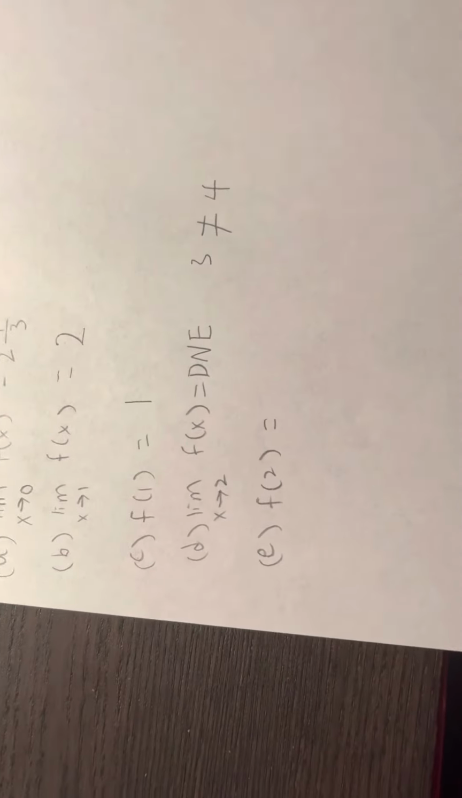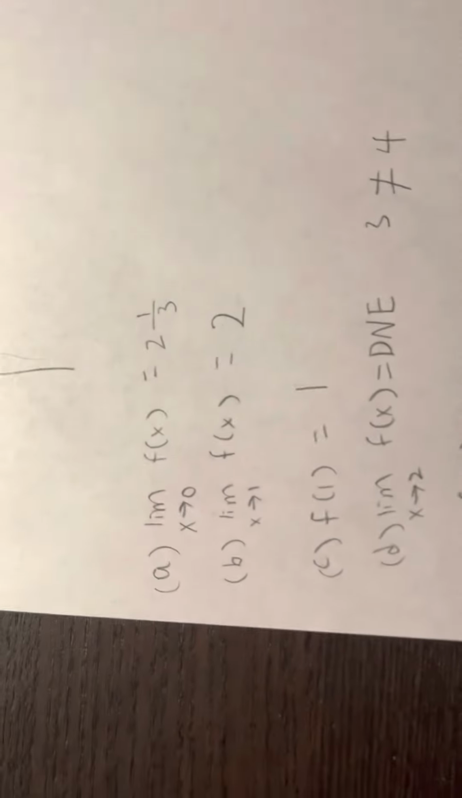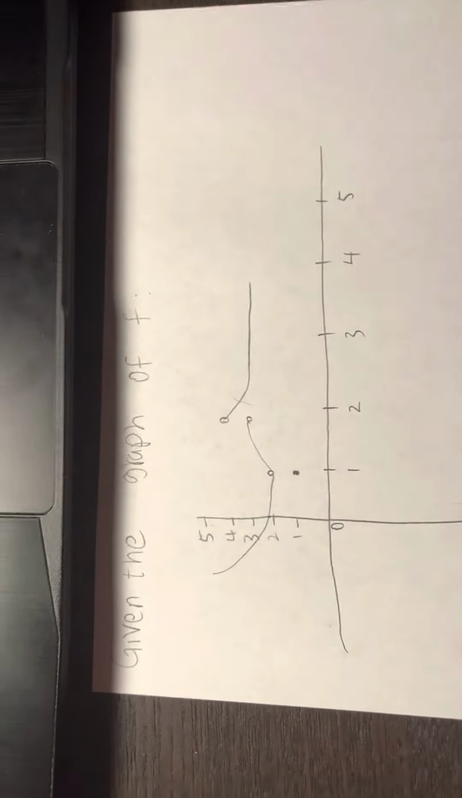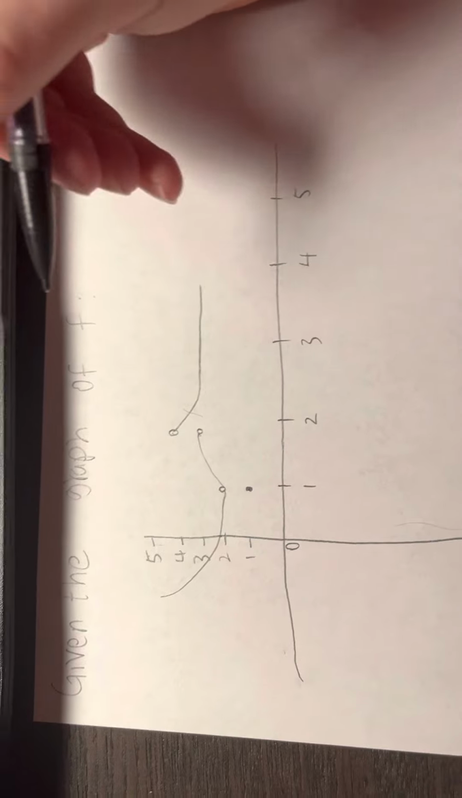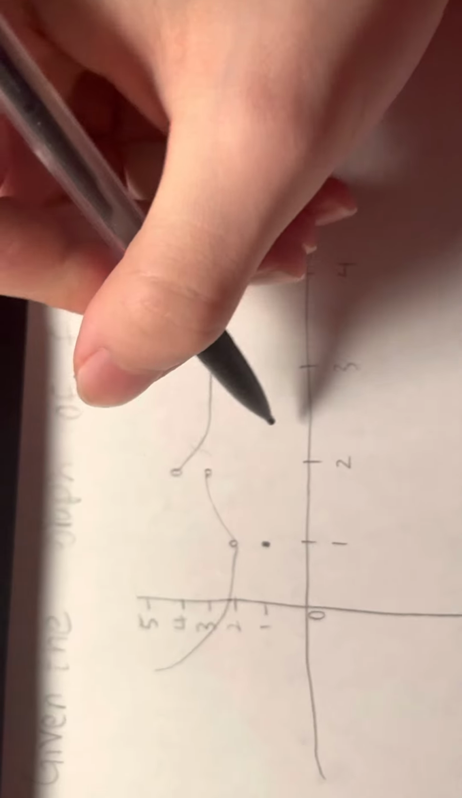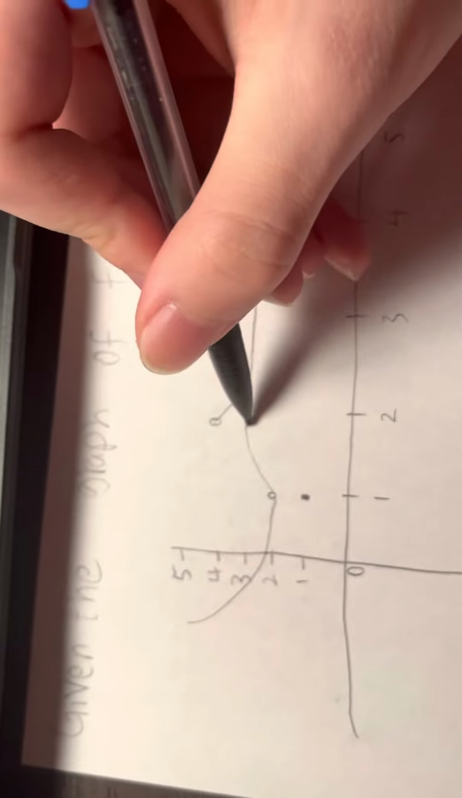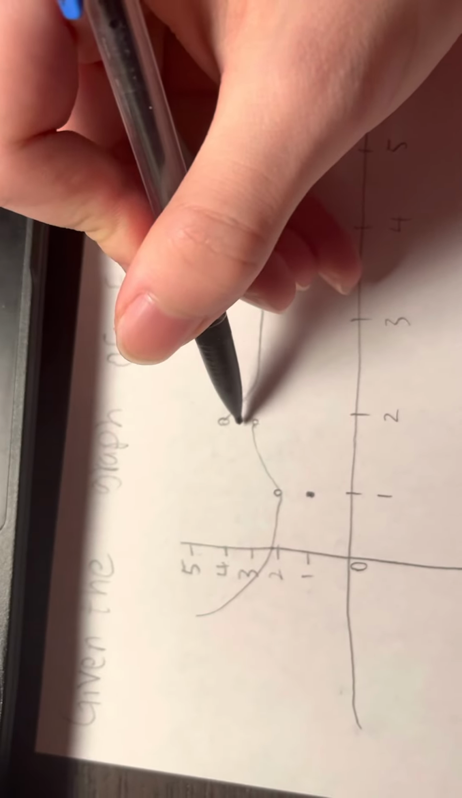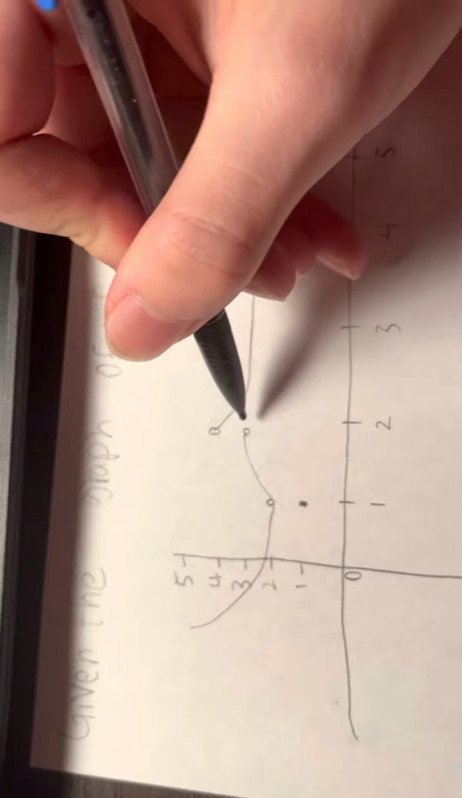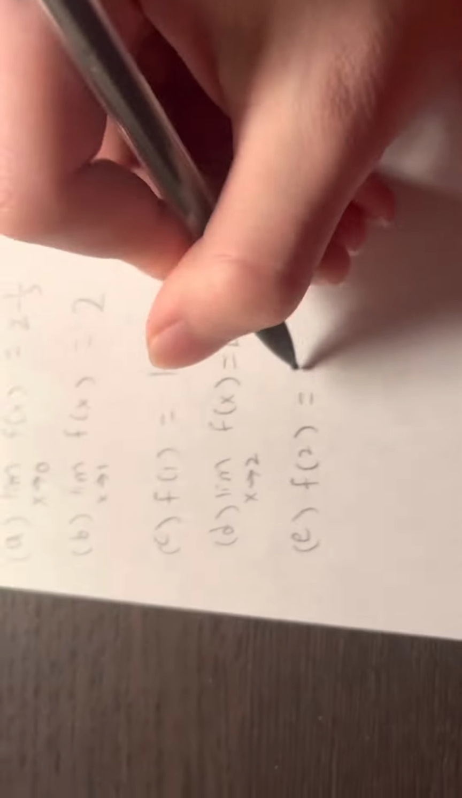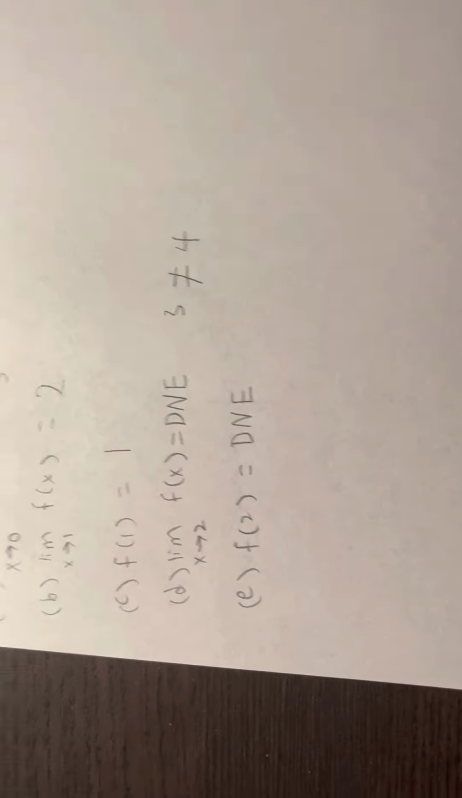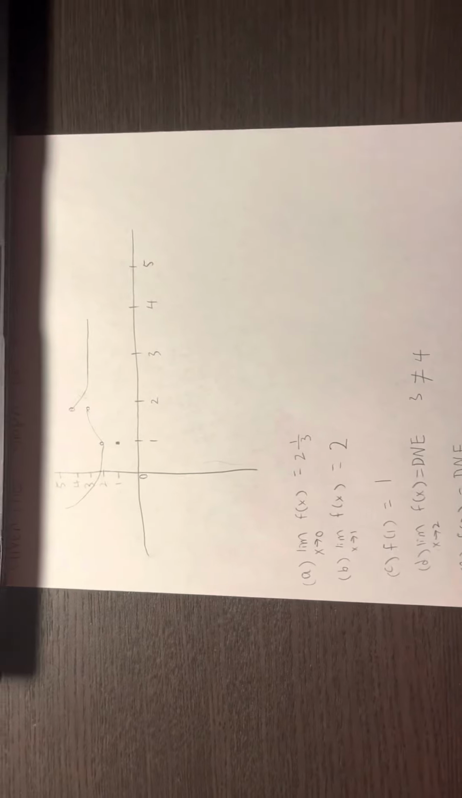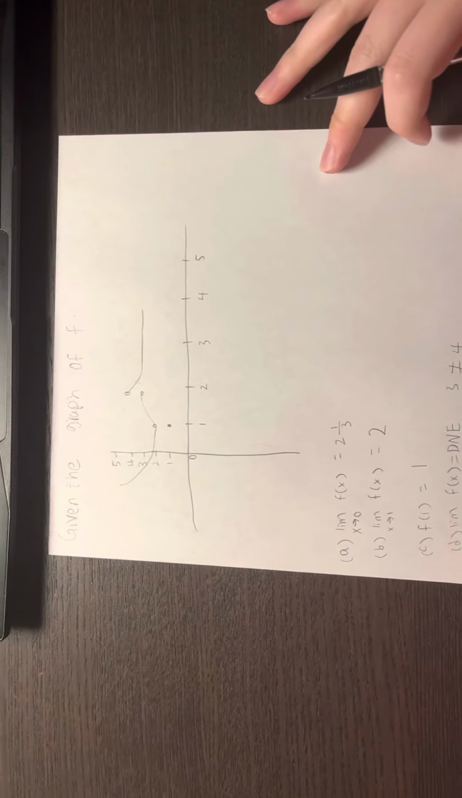For question E, find f of 2, which means we have to find a point that is a closed point. However, at 2, there are only 2 open points. There is no closed point, which means the value of f of 2 does not exist. And here is the answer and the graph.